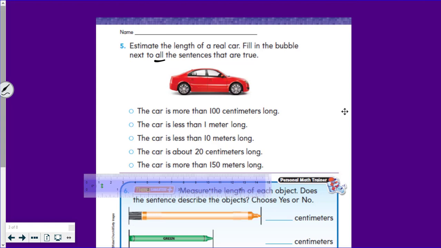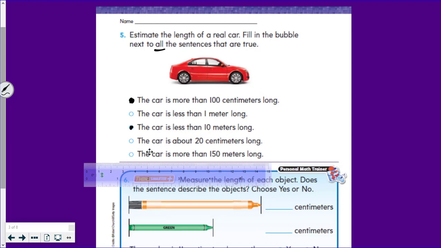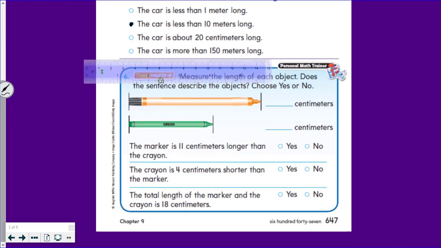On to the next page. And so we got to fill in all the ones that we think would be true about a car. So the car is more than 100 centimeters long. Yeah. Right? Because that's a meter stick. The car is less than 1 meter long. No. The car is less than 10 meters long. I would say yes, that it's less than 10 meters long. Right? That's 10 meter sticks lined up together. The car is about 20 centimeters long. No. The car is more than 150 meters long. No, absolutely not.